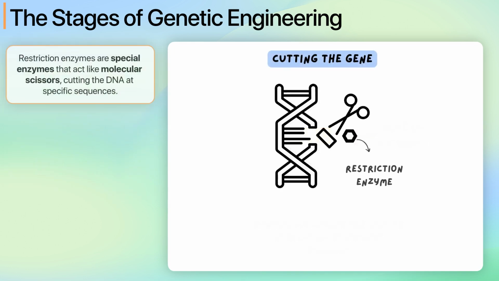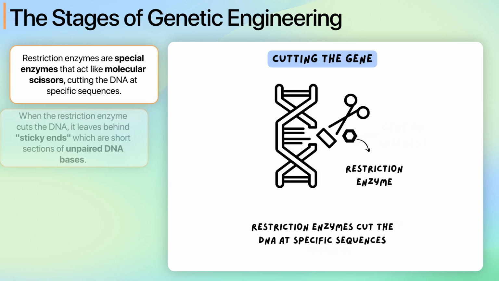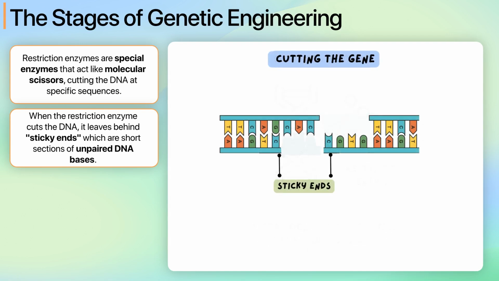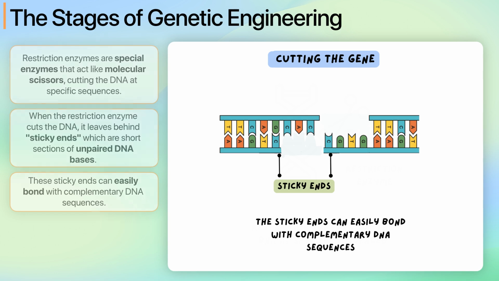Next, restriction enzymes come into play. These special enzymes act like molecular scissors, recognizing and cutting the DNA at specific sequences, precise locations. When the restriction enzyme cuts the DNA, it leaves behind sticky ends, which are short sections of unpaired DNA bases. These ends can easily bond with complementary DNA sequences.